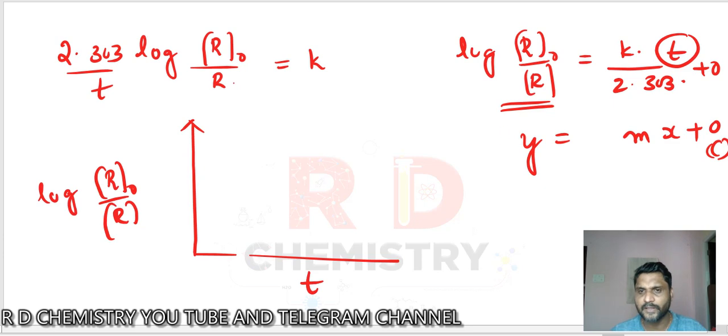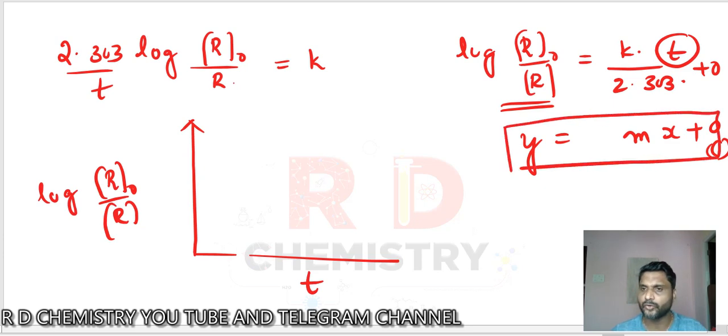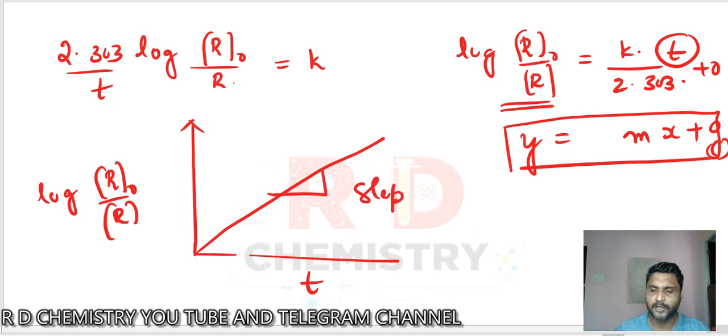Now see the straight line. What is the nature of the straight line? Y is equal to mx plus c. So no intercept, that means it passes through the origin. So if I take the slope, it would be equal to k divided by 2.303. Okay, fine.